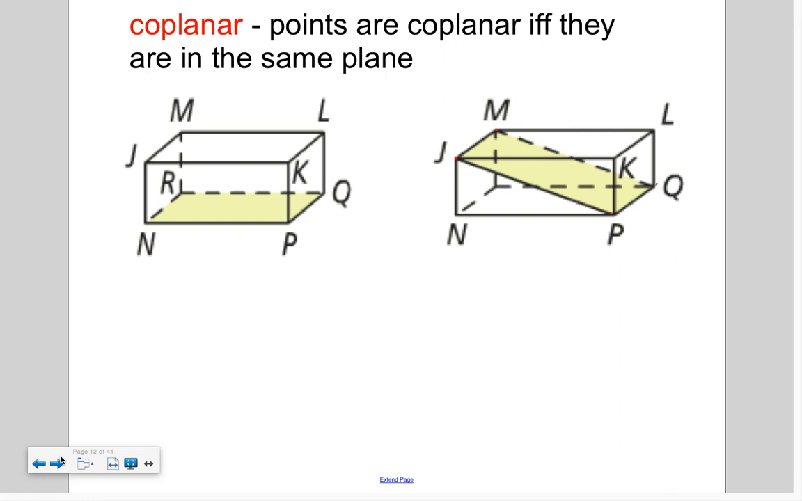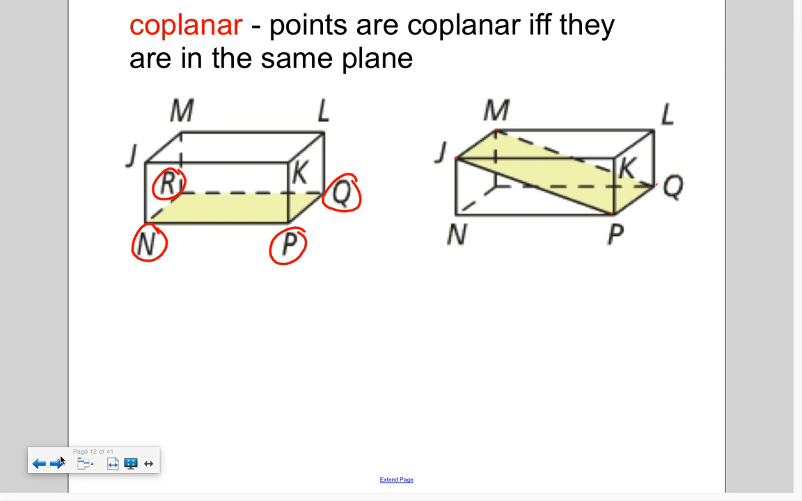But we have on the one on the left, the bottom of our box represents a plane, and there are 4 points which we can identify as being coplanar. Point N, R, K, and P. Nope. Q and P. K goes with that. The one on top. Sorry about that. All right. So those are all coplanar because they're all on the same plane.